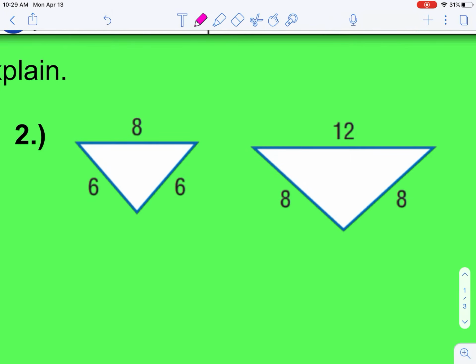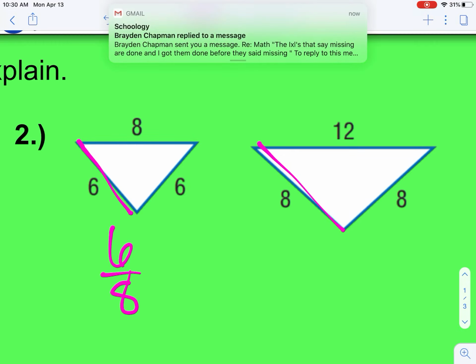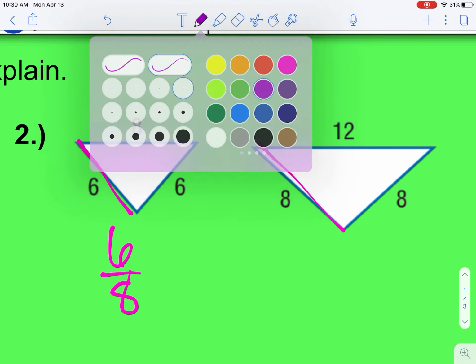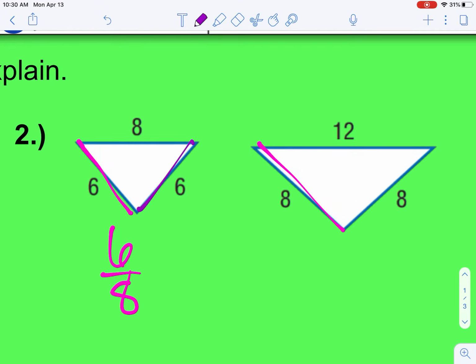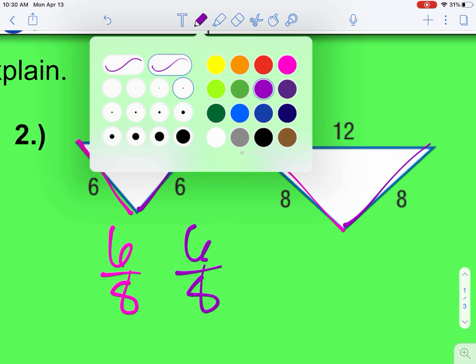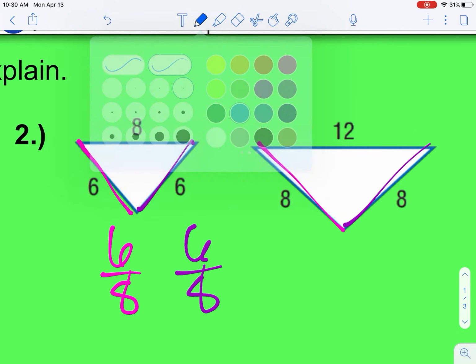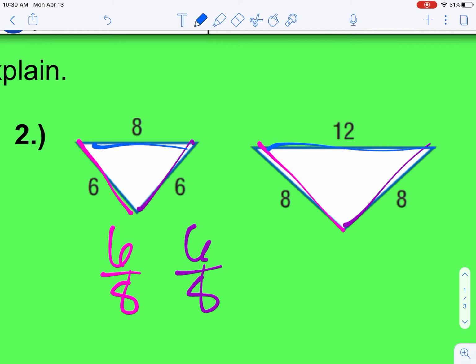All right, this time I'm going to pick, let's use 6 right here and 8 over here. And I'm going to pick this other diagonal, 6 and 8. So right away I know that those are the same so far. So really it comes down to our last one. I need to know if 8 and 12 also matches.